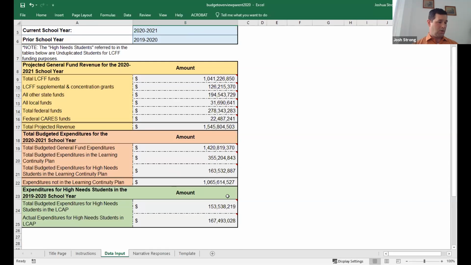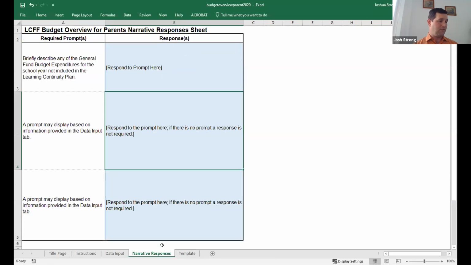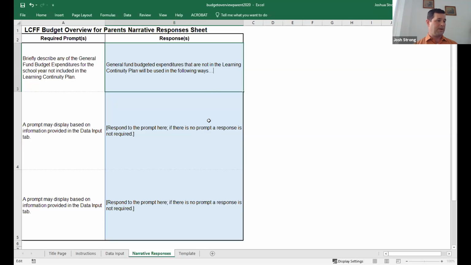Okay, so we've got all of that entered. Now, if we go to the narrative response tab, we see that these prompts still aren't displaying here. We need to respond to this first prompt that LEAs are asked to respond to about what's being done. And so I'm just going to paste in the following: general fund budgeted expenditures not in the learning continuity plan will be used in the following ways, because I'm not going to try to come up with some sort of list.